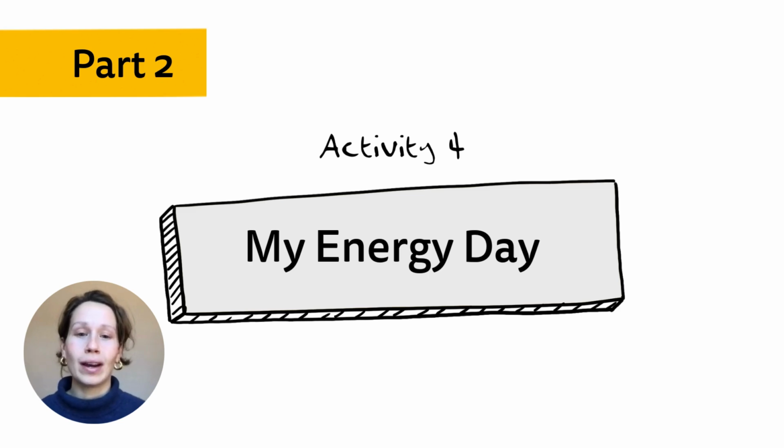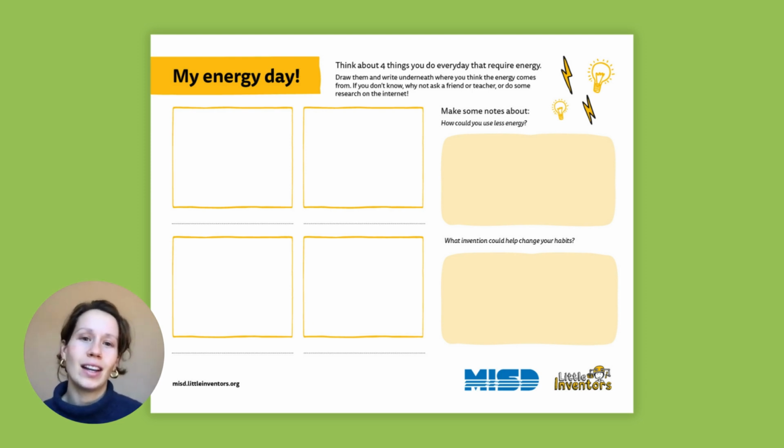What examples will your students think of? We're on to part 2 now. Activity 4, My Energy Day. The My Energy Day activity challenges your students to think about 4 things they do every day that require energy. Draw and write underneath where they think the energy comes from. If they don't know, they can ask a friend, you the teacher, or do some research. Or perhaps you could do this together as a class.